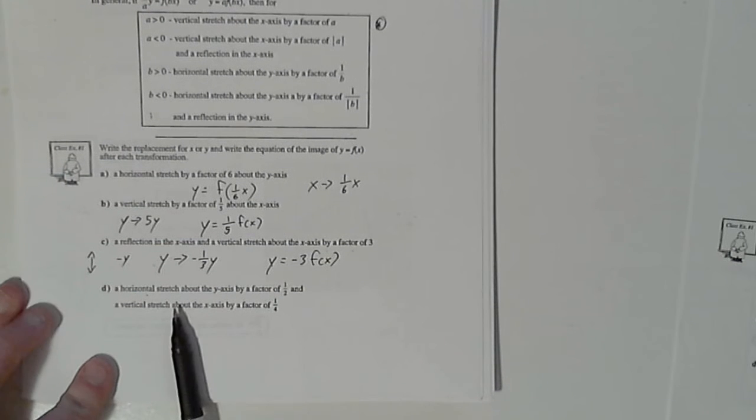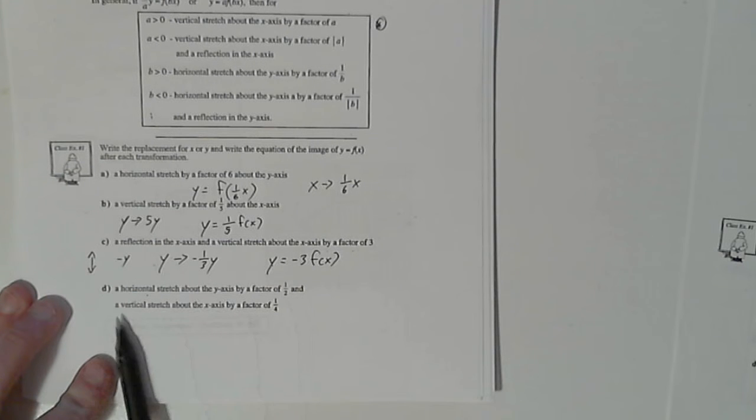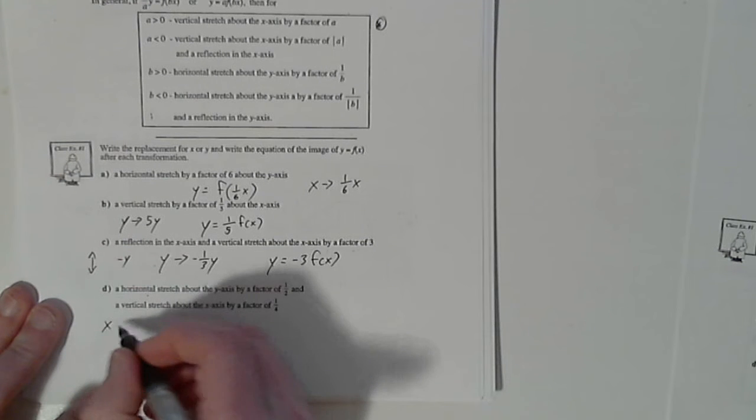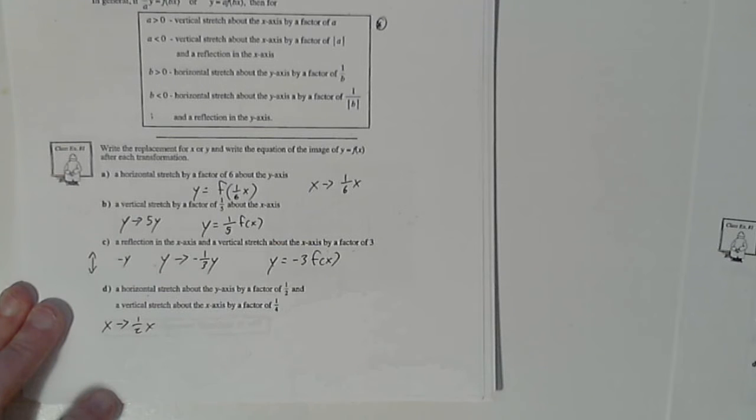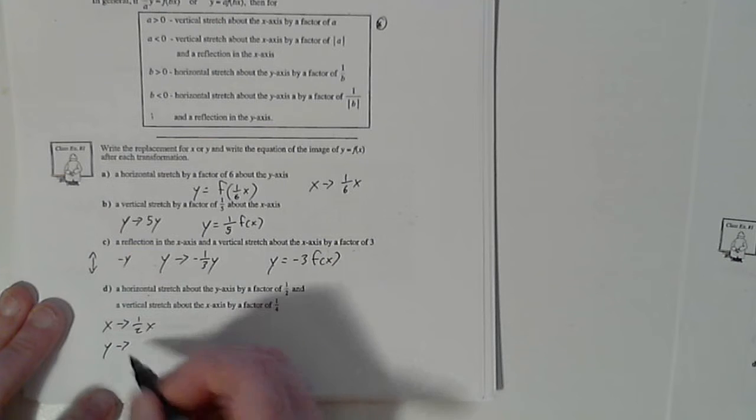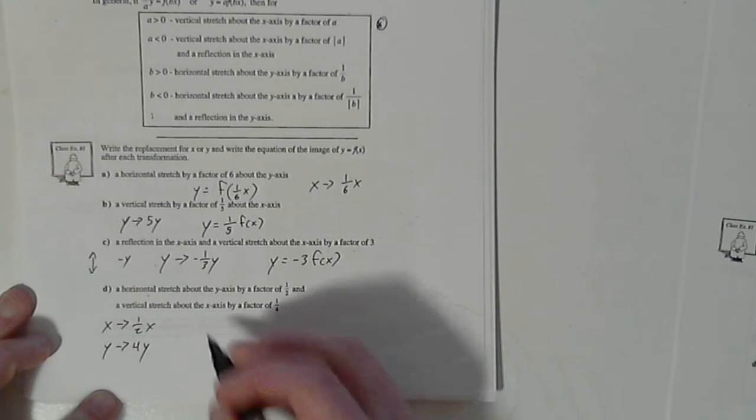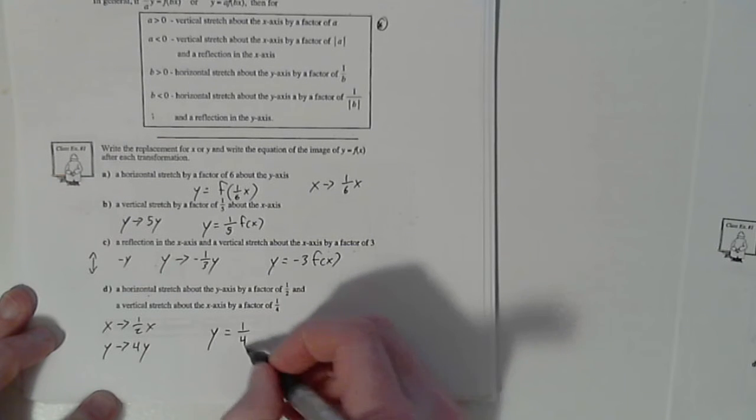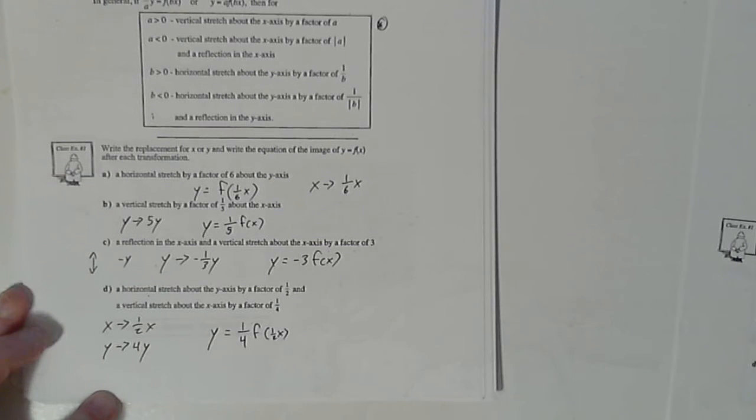Good. A horizontal stretch about the y-axis by a factor of 1/2, and a vertical stretch about the x-axis by a factor of 1/4. So x is going to be replaced with 1/2 x, and y is going to be replaced with 4y. So it has to be backwards here, and then it goes normal in the formula. So the actual formula is 1/4 f of 1/2 x.